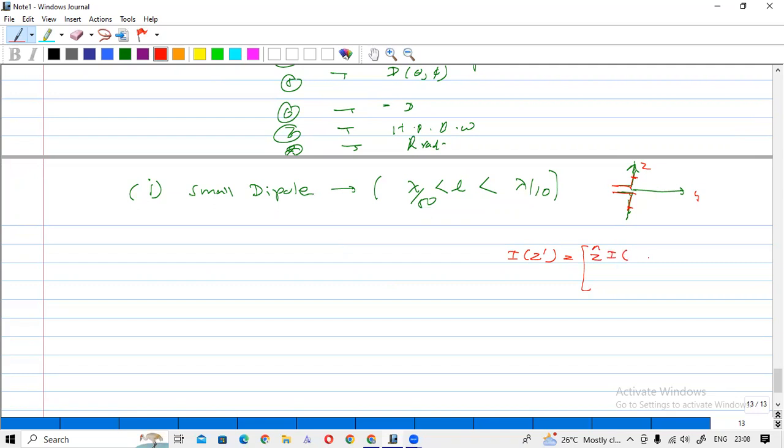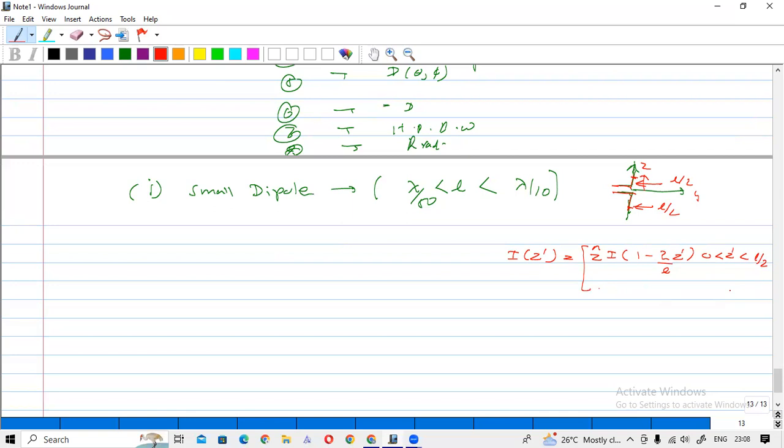I 1 minus 2 z dash by L, when z dash is in the plus direction, this direction. So that means z dash at that point is between 0 and L by 2, as you have placed it symmetrically along the y-axis. So this part is L by 2 and this part is L by 2.